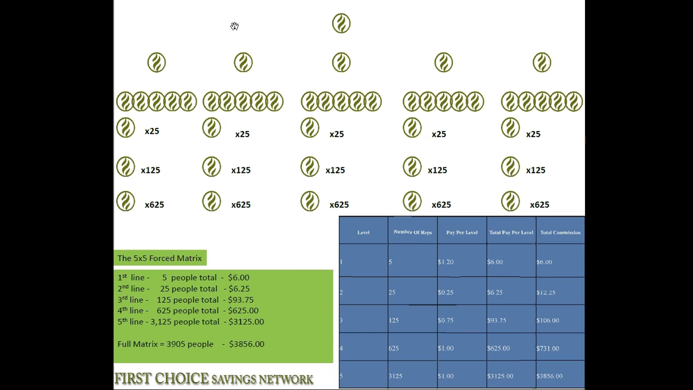Now, if you're the type of person that's going to sign up a lot of people, you can still use this. You don't have to use the site IDs each of these people here got when they signed up. You can use your original site ID that you started with: joesmith.firstchoicesavingsnetwork.com. You sign up your 5, and then you have 25 other people. They're all going to go whoop, all the way across right there.